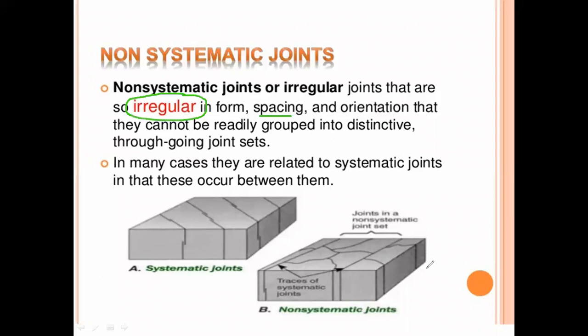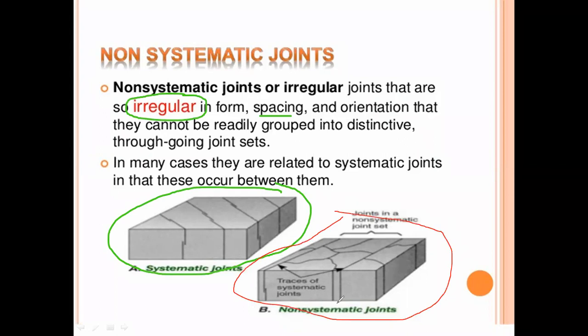ओके, म्हणजे नॉन सिस्टमॅटिक या ठिकाणी जर बघितलं तर तुम्हाला, this block shows the systematic joints, and this block which I have marked here in red color shows the non-systematic joints. Now what do you see in both these blocks, what is the difference in the joints? Systematic joints are more or less in one single direction, and generally more or less parallel to each other. Such joints are considered systematic joints.